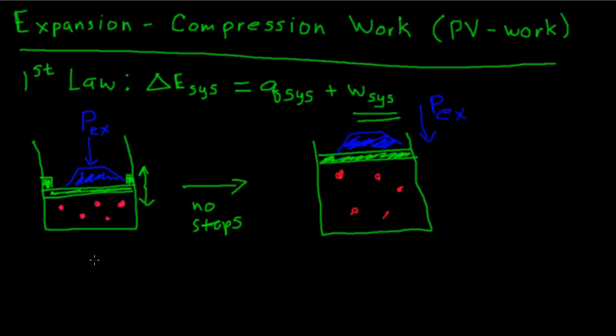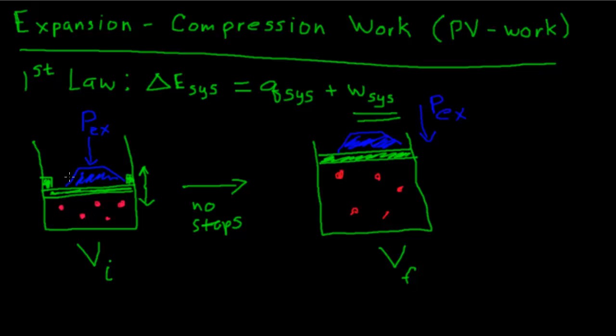Okay, so we've had an expansion. We've gone from some initial volume, so we'll call that V sub I for initial, to some final volume, V sub F. And so we call that an expansion. So how has the work been done here?